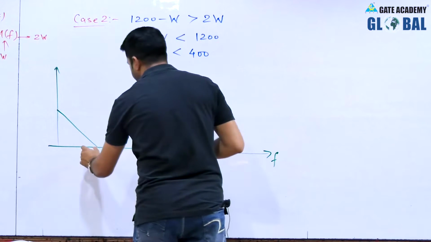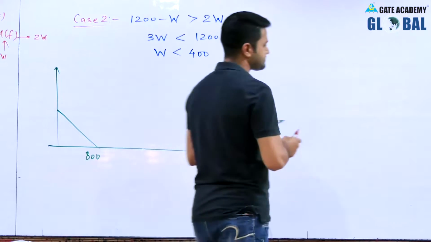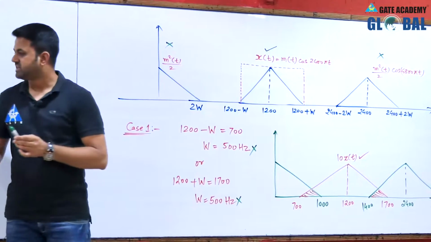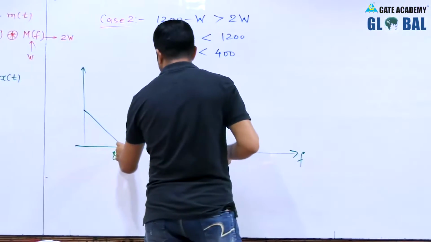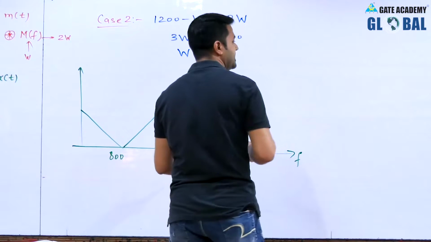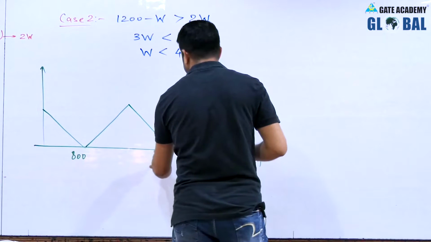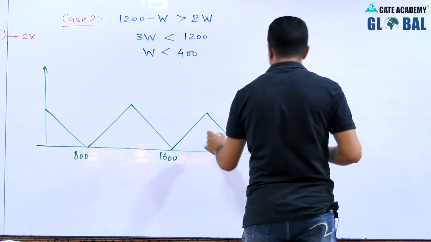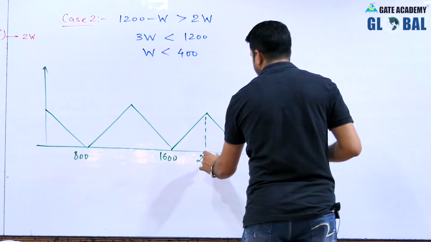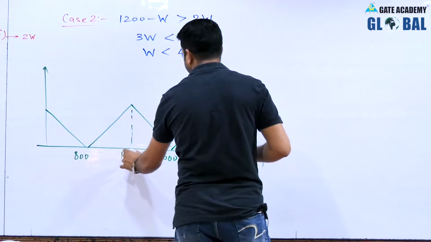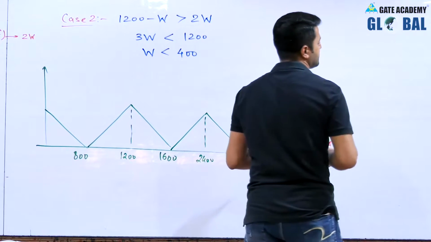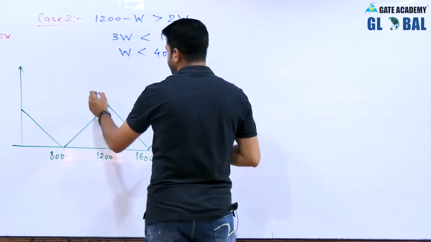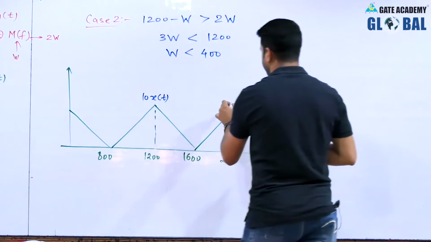If I take W 400, then this is 800. 1200 minus 400, that is also 800. So starting from 800, 1200 plus W, that is 1600, and 2400. This will be centered at 2400, this will be centered at 1200, and this is 400, 3200. So it is our desired term 10xt, and these are undesired terms.